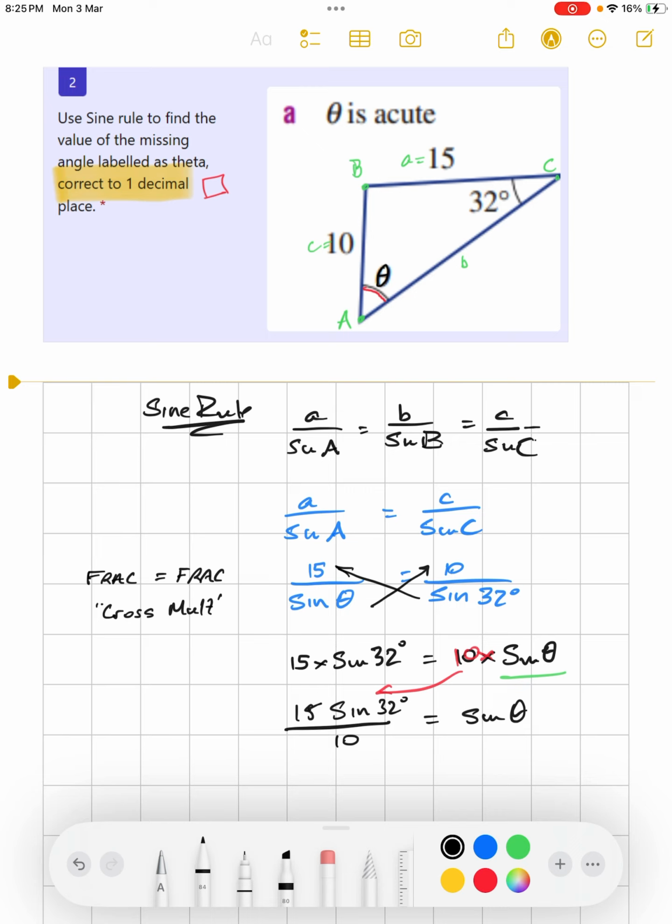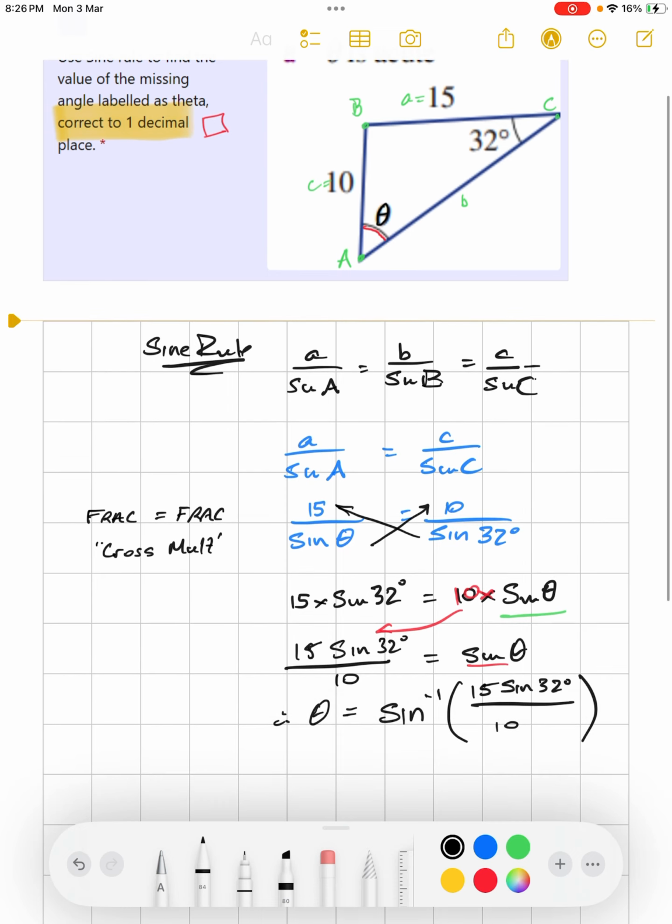Now we've got sine of theta, therefore theta will be the inverse sine. You don't take the sine across to the other side, it's called the inverse sine, the reverse sine of that fraction, 15 sine 32 divided by 10. So let's put that in the calculator and let's see what we've got.